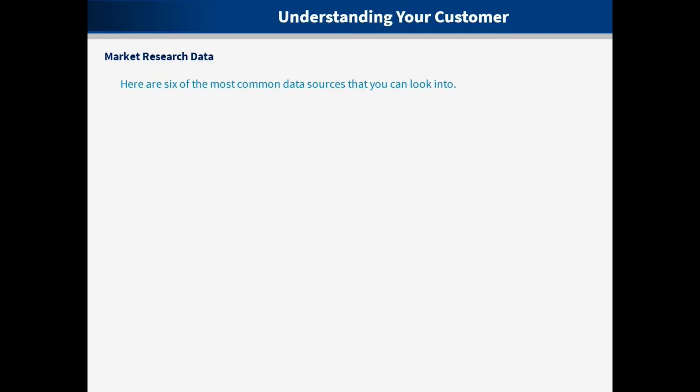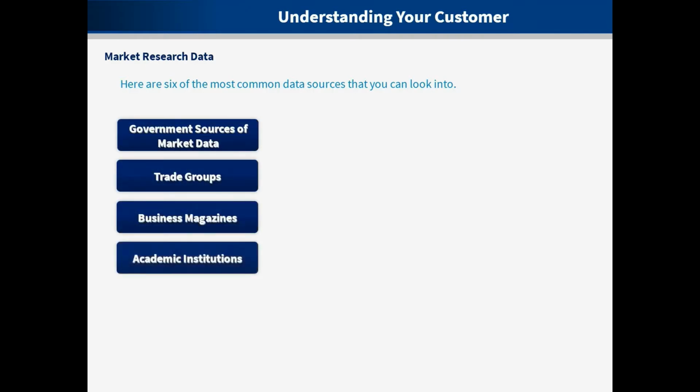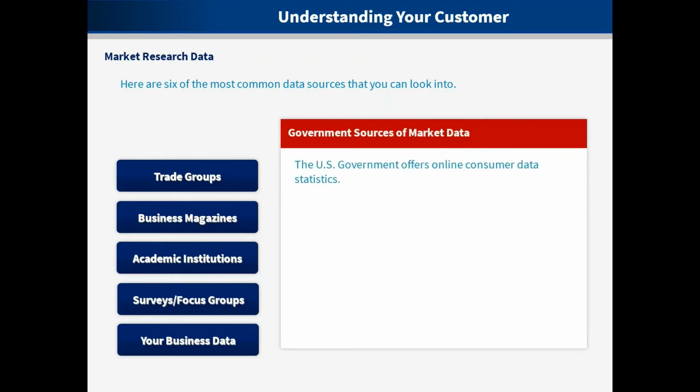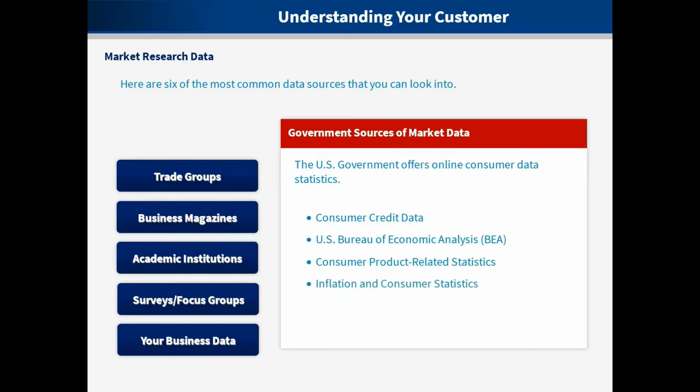Where do you find most of the answers to your buying behavior questions? Through research. There are a number of resources available to you, many being free of charge. Here are 6 of the most common data sources that you can look into. The U.S. government offers a wide range of online consumer data statistics that can help you identify customer spending traits and emerging trends. Some of the more useful websites are Consumer Credit Data, U.S. Bureau of Economic Analysis, Consumer Product-Related Statistics, Inflation and Consumer Statistics, Employment Statistics, Export Research.